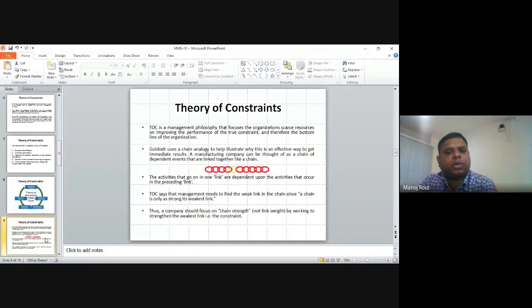workstation number 3 faces a greater number of maintenance difficulties. That means due to those maintenance difficulties, a shutdown will occur in that particular machine. Due to that shutdown, the whole process is stopped, and that is the weakest link of this particular shop floor. That weakest link is known as your constraint, which stops the whole system.